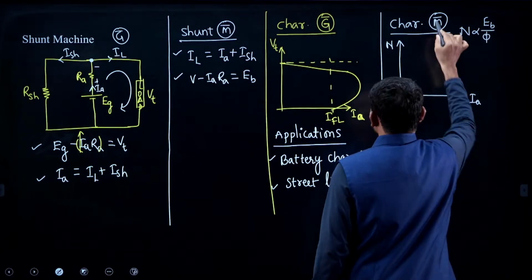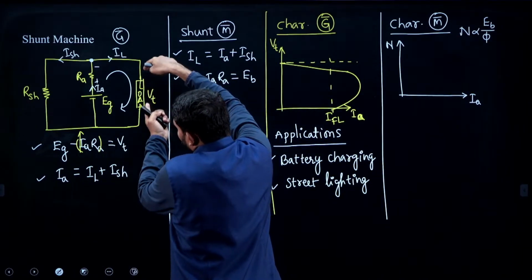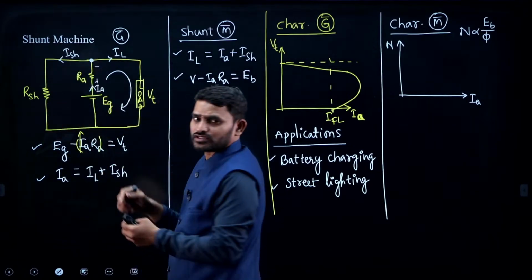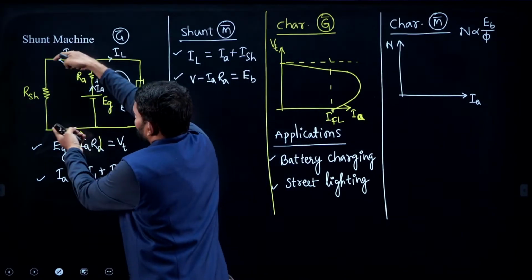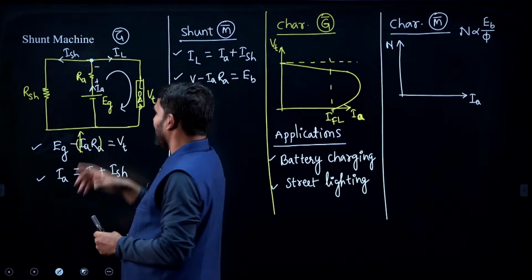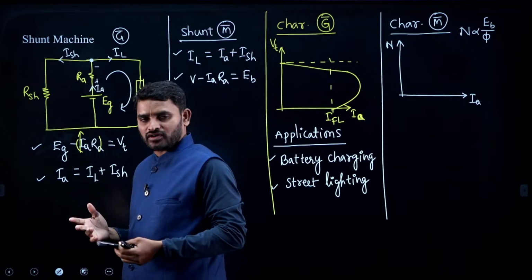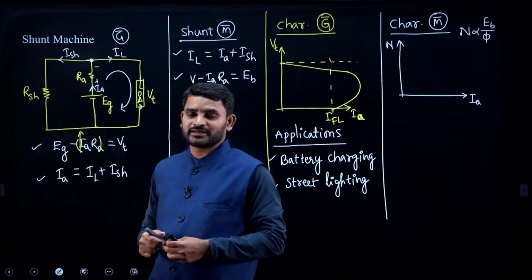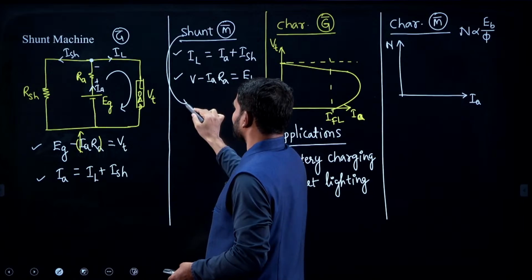In the shunt machine, if the applied voltage is constant, the voltage across the shunt field winding is also constant. As long as this is constant, definitely the current flowing through the shunt field winding is also constant, and hence the flux produced in the shunt machine is going to be constant. So the shunt motor is a constant flux motor.